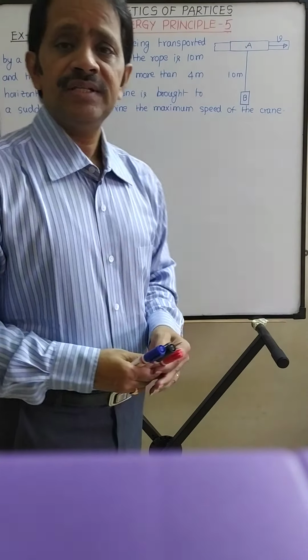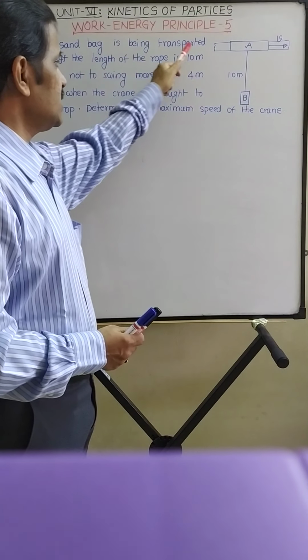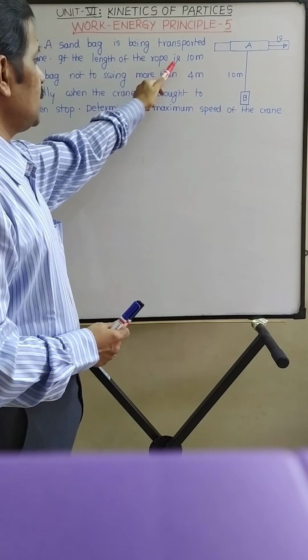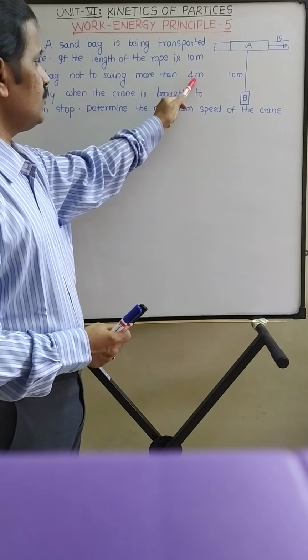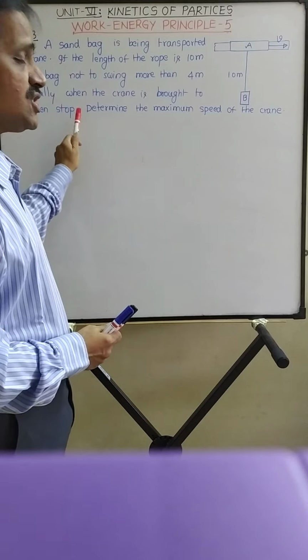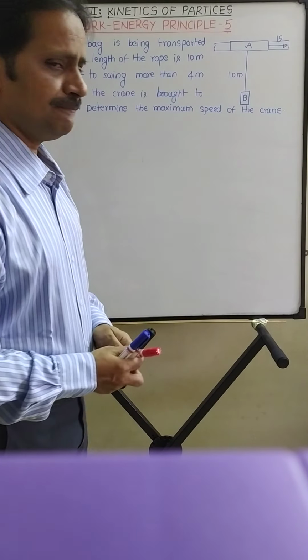So let us read the statement. A sandbag is being transported by a crane. If the length of the rope is 10 meters and the bag is not to swing more than 4 meters horizontally when the crane is brought to a sudden stop, determine the maximum speed of the crane.